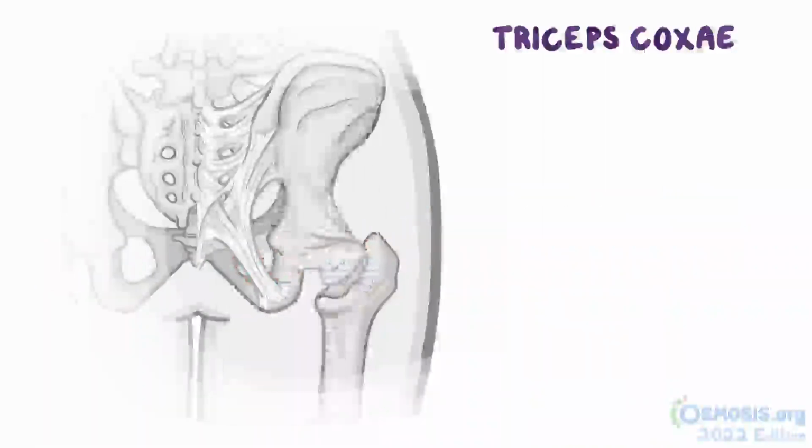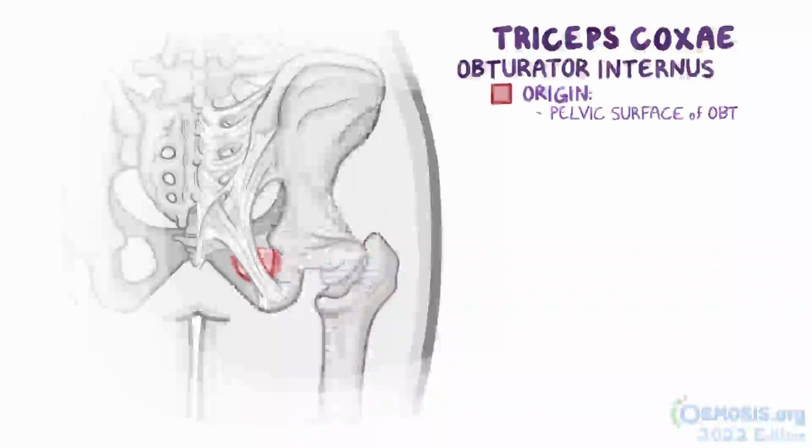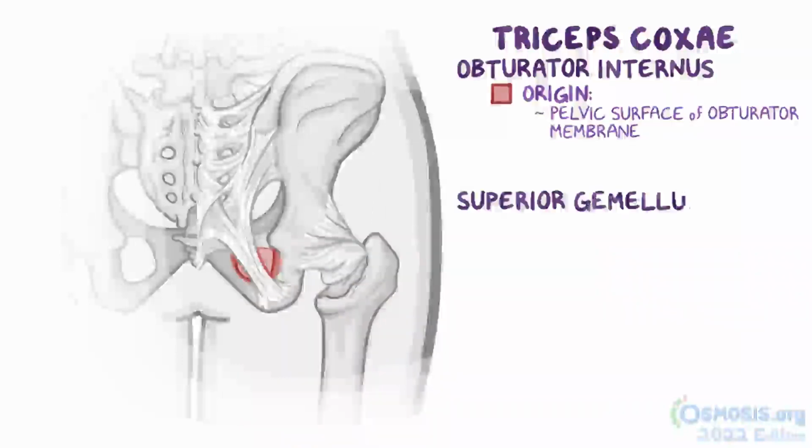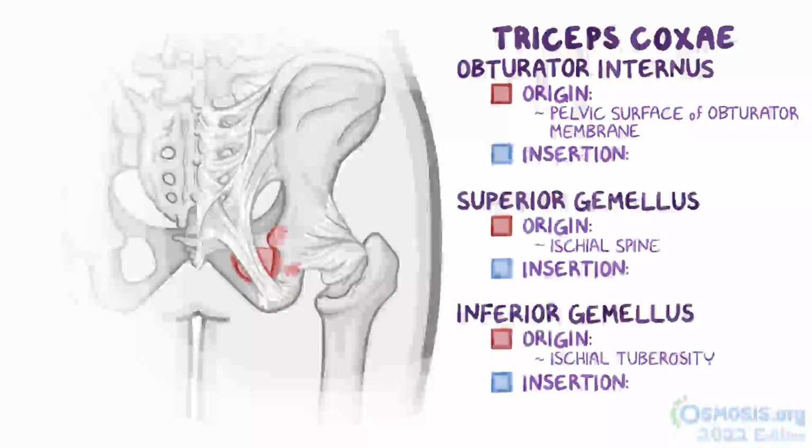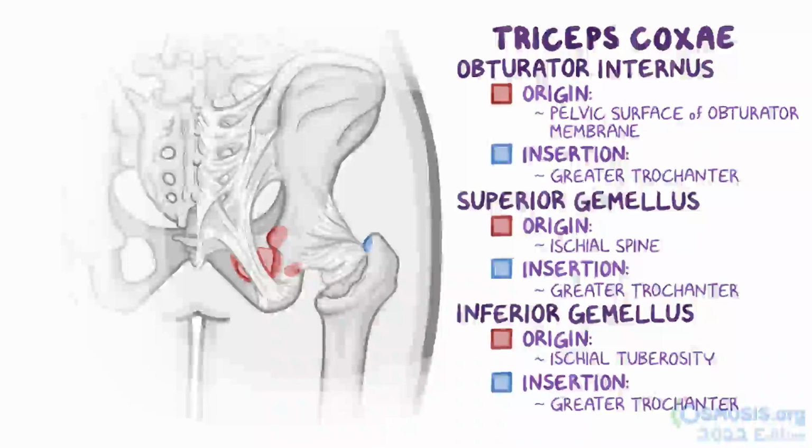Regarding proximal attachments, the obturator internus originates on the pelvic surface of the obturator membrane and surrounding bones, the superior gemellus on the ischial spine, and the inferior gemellus on the ischial tuberosity. All 3 muscles have the same insertion point on the medial surface of the greater trochanter of the femur.